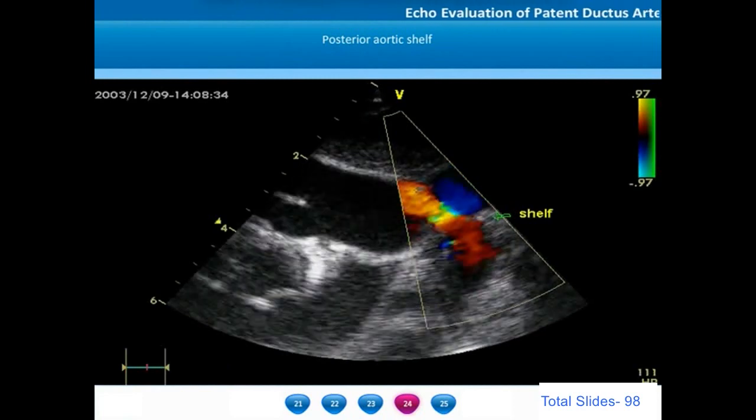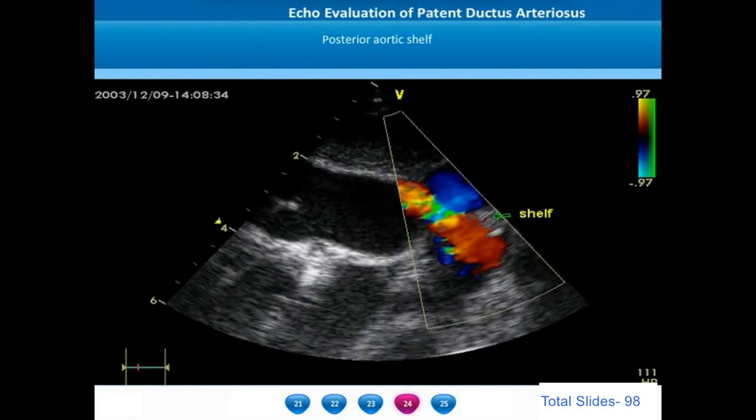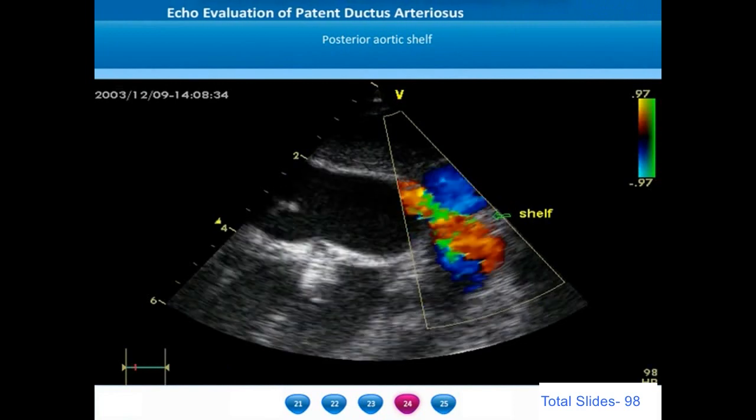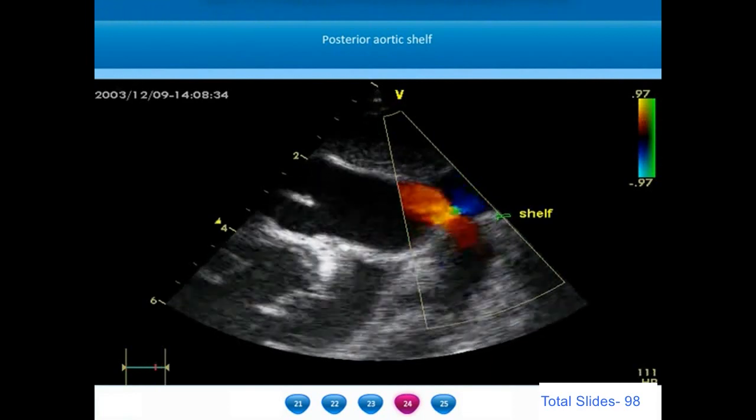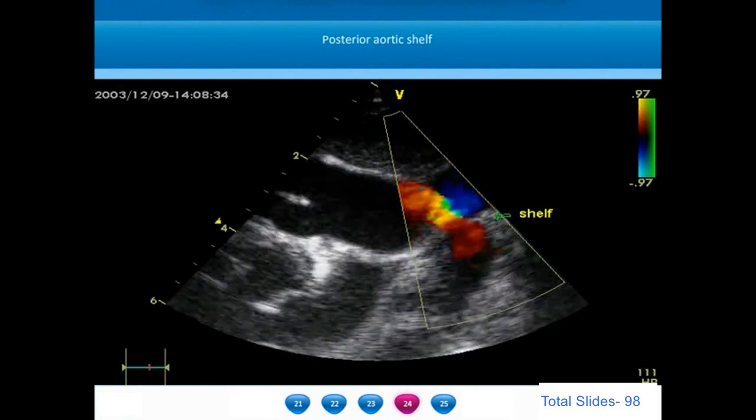We can see the flow of ductus arteriosus. It's a laminar flow indicating the pressures in the pulmonary artery and the pressures in the aorta are more or less similar. We can also appreciate the deep posterior aortic shelf.